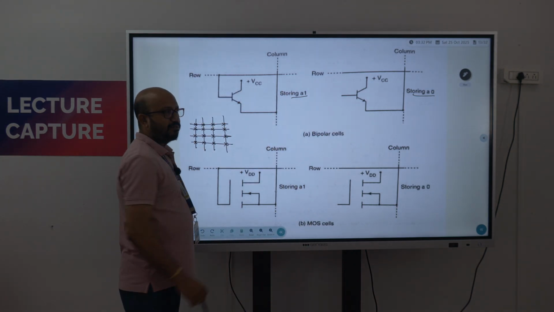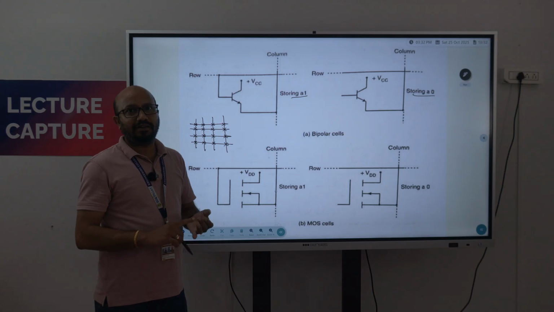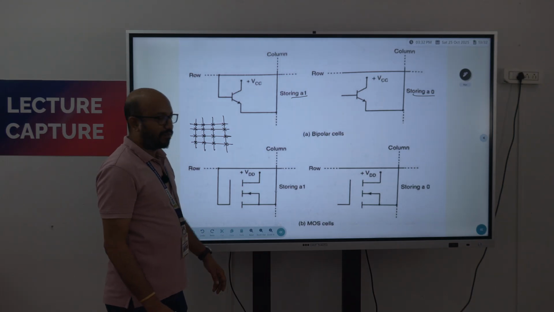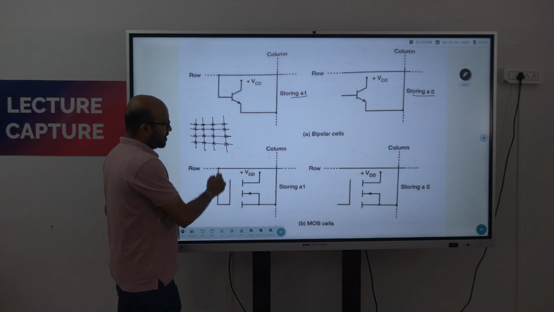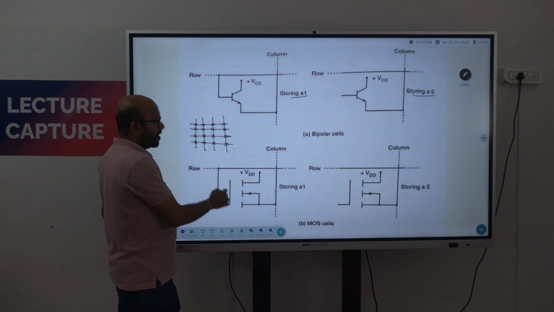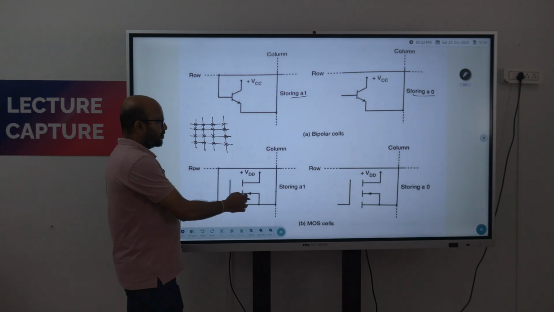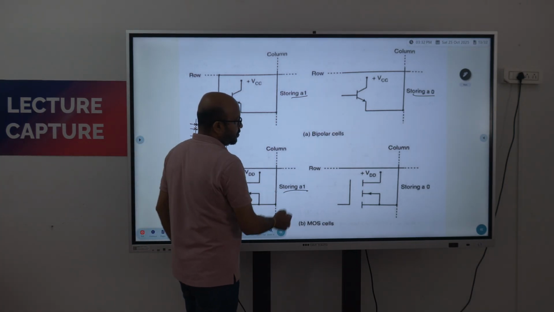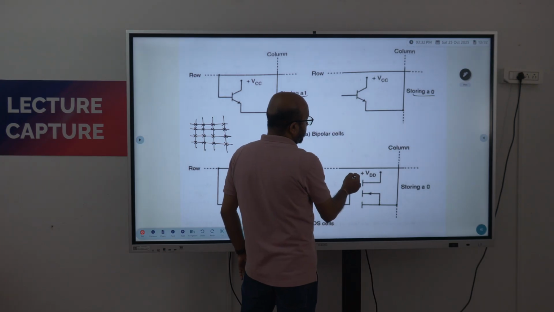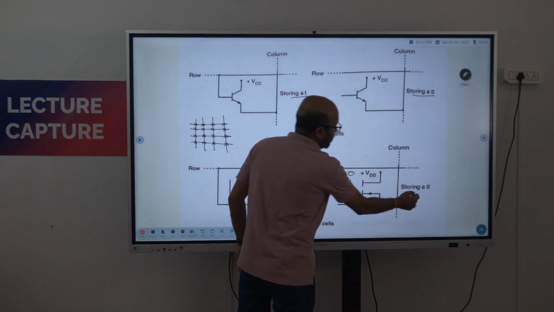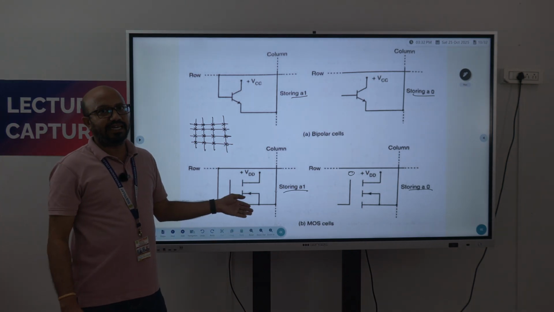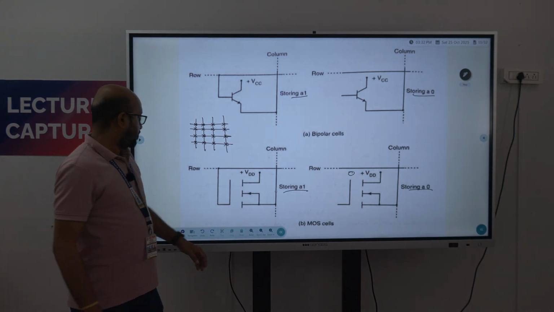Now next, MOS. MOS is nothing but metal oxide semiconductor field effect transistor, MOSFET. We are using MOSFET. In this MOSFET the base is connected to the row and the remaining terminals are connected, and if the loop is closed, then it stores 1. If the loop is open, there is an opening area, then it stores 0. This is how we store the data inside the ROM.